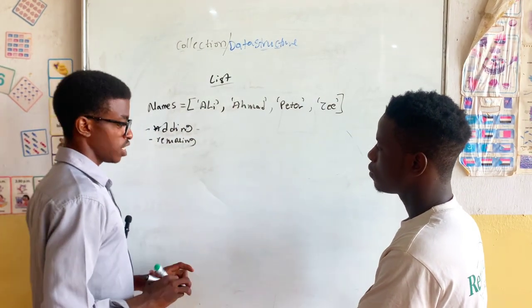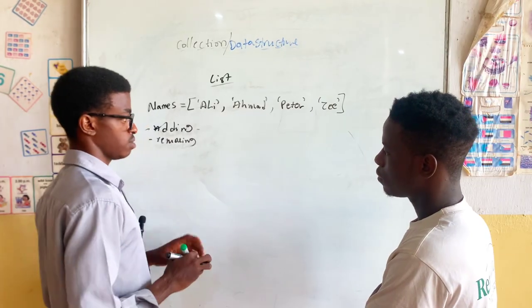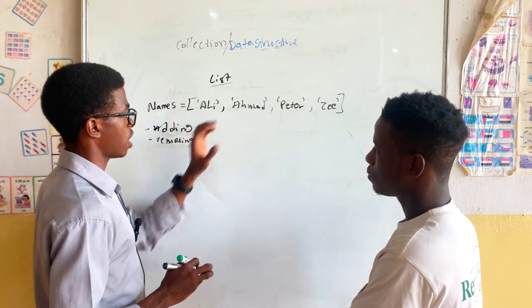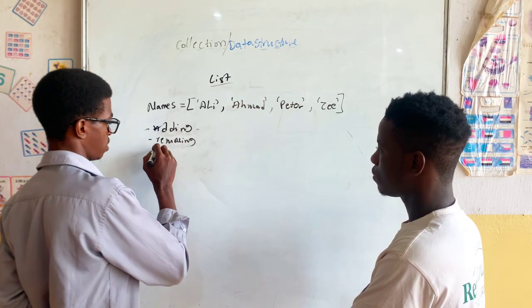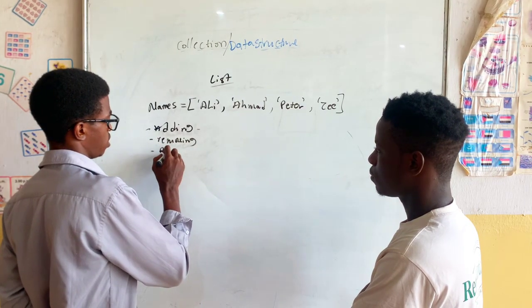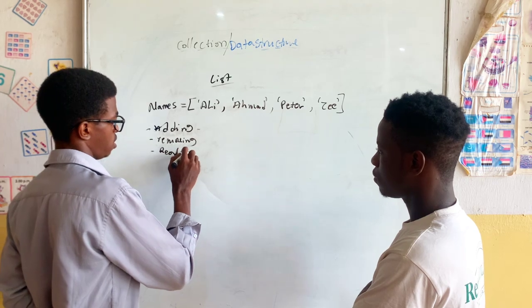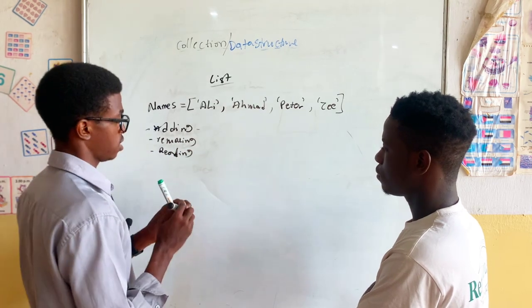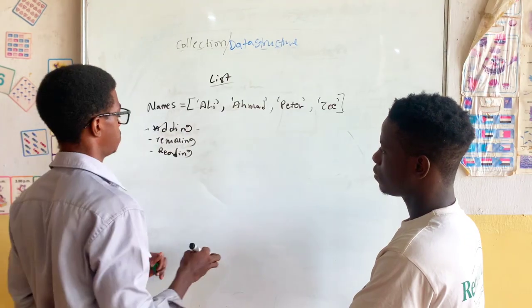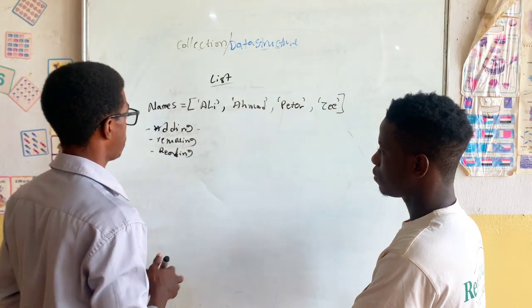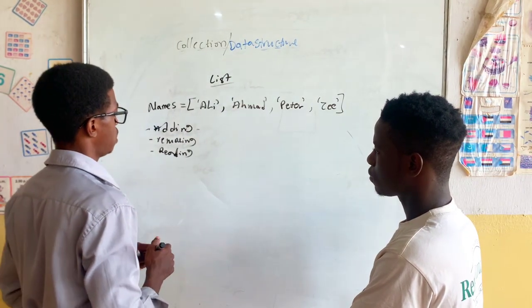Then how can I take a specific element to look at? Maybe I want to just take Ahmad and look at it. That's what we call reading. Like taking only a single object from the list of objects we have. So let's start with the first one.